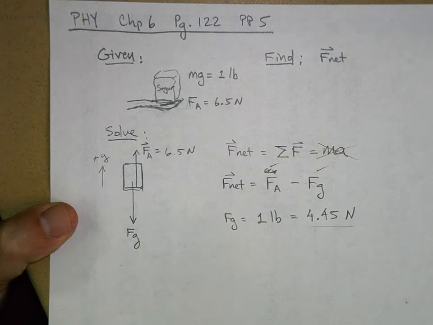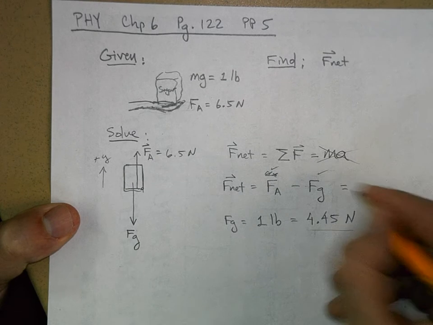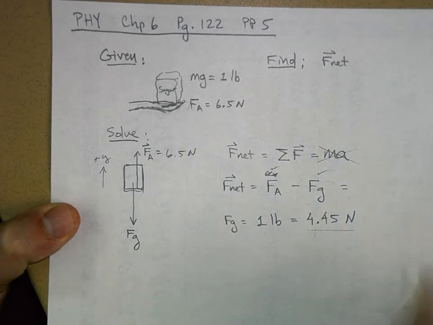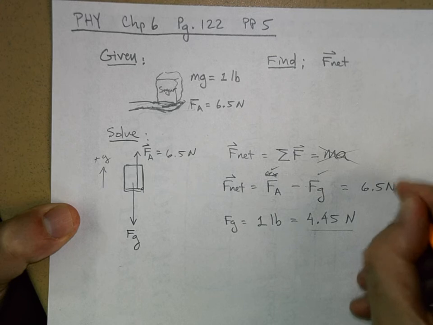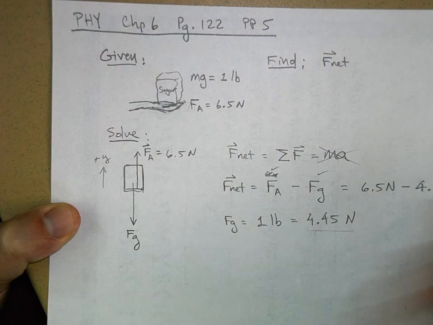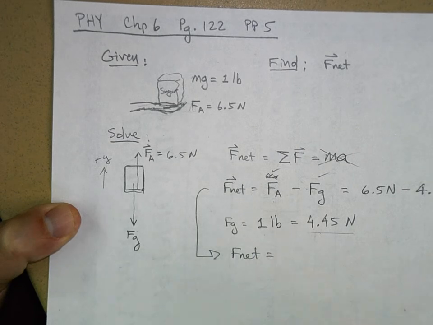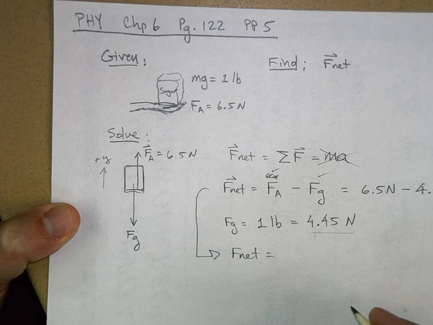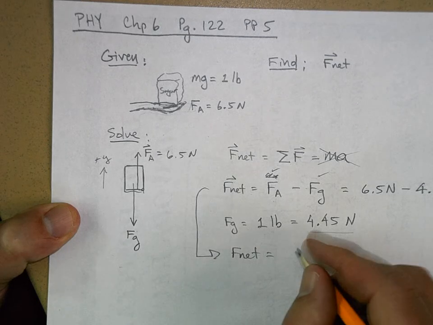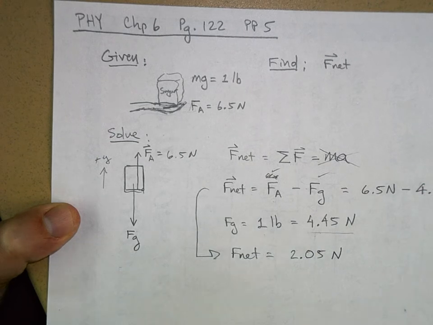Well, we have 1 pound of sugar. So when I add these together, the applied force is 6.5 newtons, but we're going to subtract 4.45 from that, and that's going to give me a net force. Well, what is 6.5 minus 4.45? I believe that'll be 2.05 newtons. Is that right?